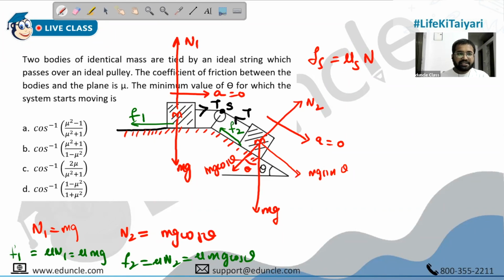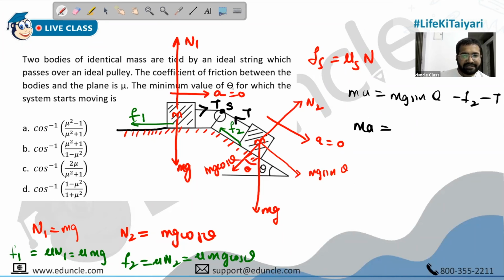All good then. So let's apply the acceleration formula. Mass into acceleration is the force in the direction of acceleration, mg sin theta, minus the forces in the opposite direction, F2 and T. Let's apply the formula here too. Mass into acceleration is the force in the direction of acceleration, tension T, minus the force in the opposite direction, F1. I hope you are with me.